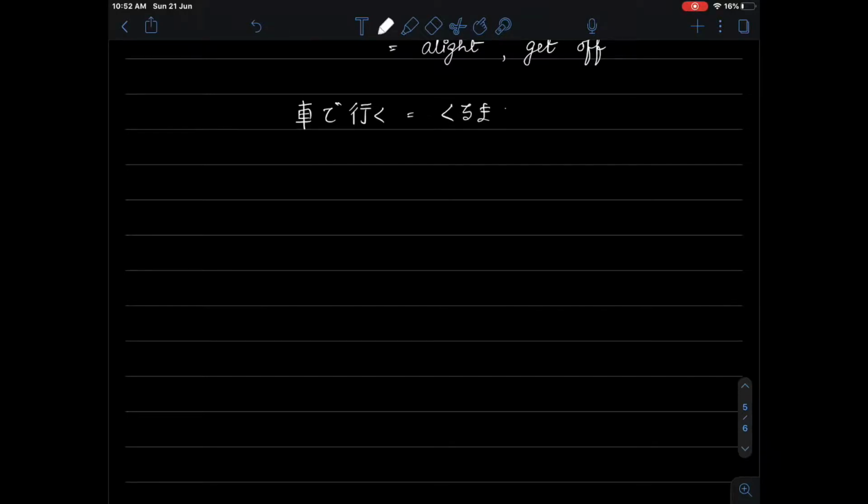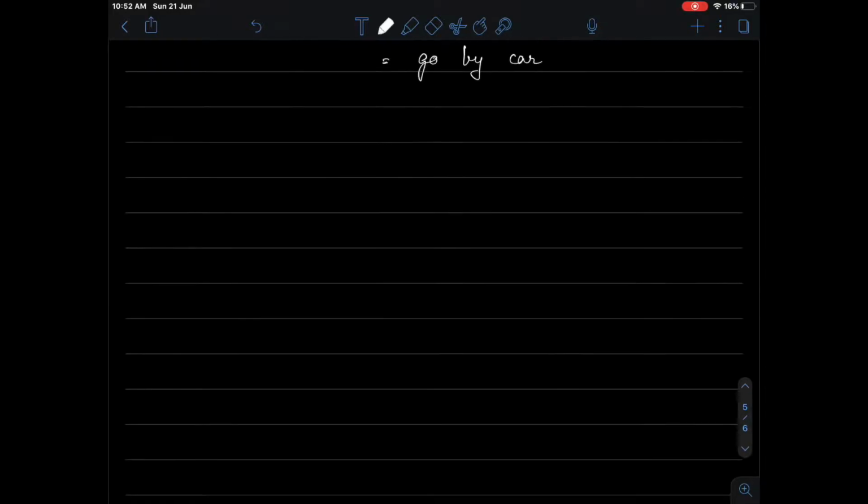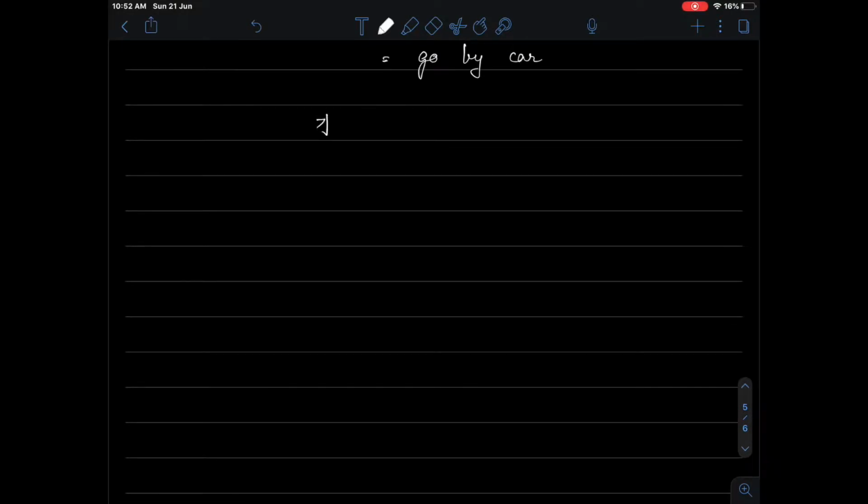This is kuruma de iku. Kuruma de iku, which means go by car. Okay, let's have a look at the next one. I'm rushing through these because they're quite simple. Okay, this is suisha. Suisha, which means water wheel. Don't think of it as a water vehicle and therefore a ship. Please don't think of it like that. It means water wheel.